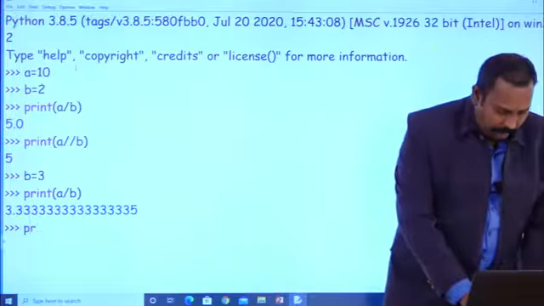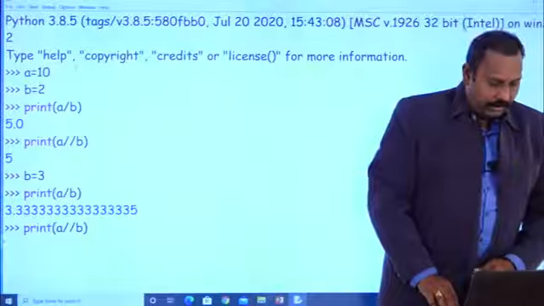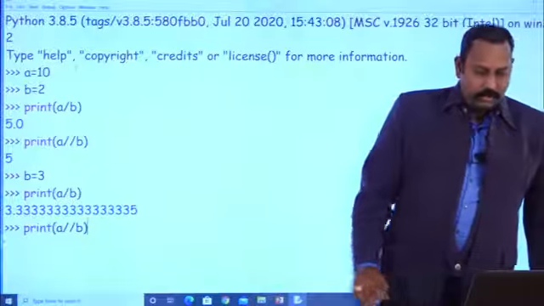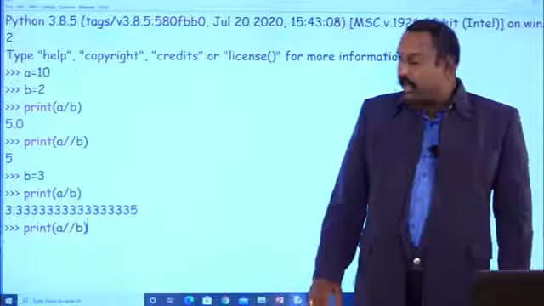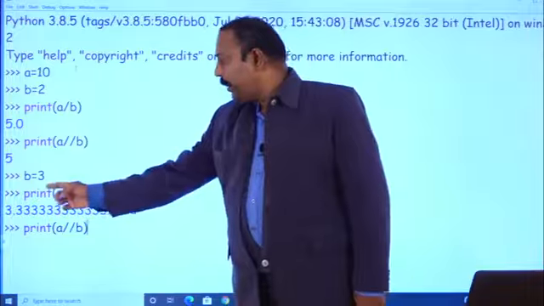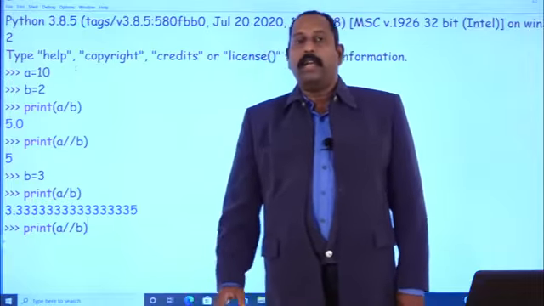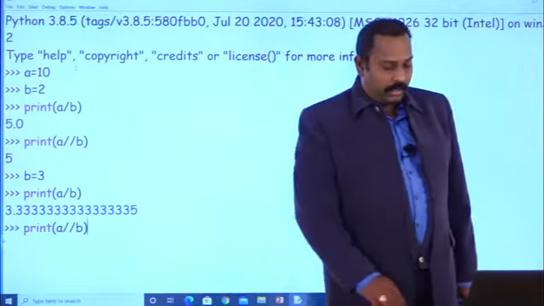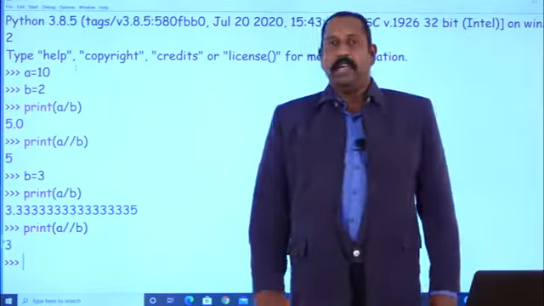Suppose print A double slash B here. What is the value of A here? 10. What is the value of B here? 3. 10 divided by 3. 10 is an integer, 3 is also an integer, so you will get the integer value only. So, what is the value here? 3 is the integer value.